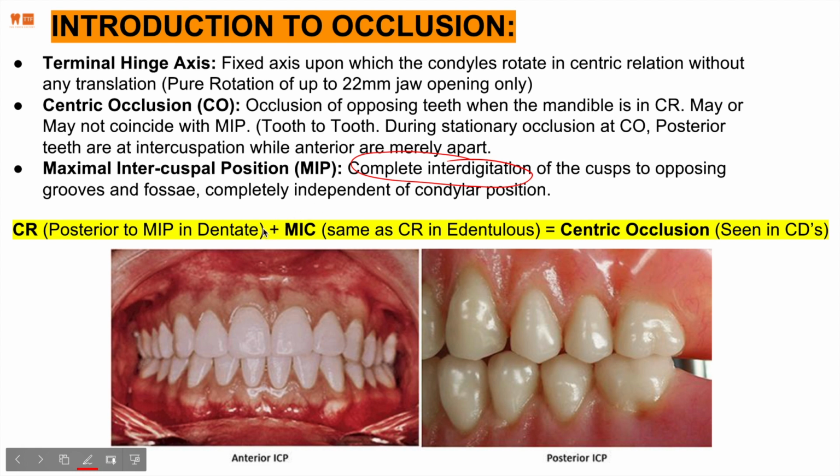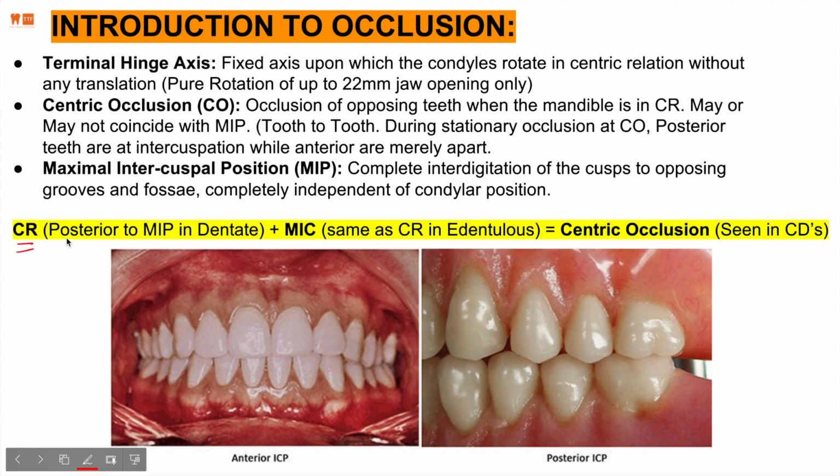Centric relation is the most posterior position of the condyles, and centric occlusion is the maximum intercuspation at centric relation. Does that make sense? Perfect. So, centric relation plus maximum intercuspation makes centric occlusion. Is that concept clear? Now let me explain what's in the brackets, guys.